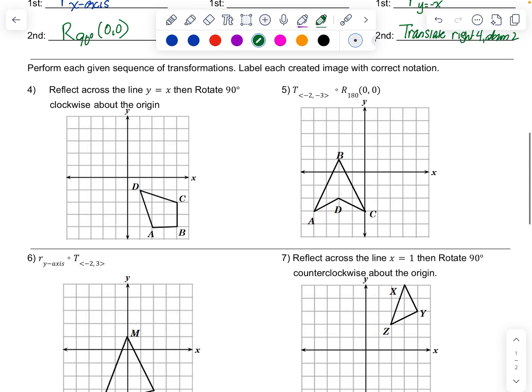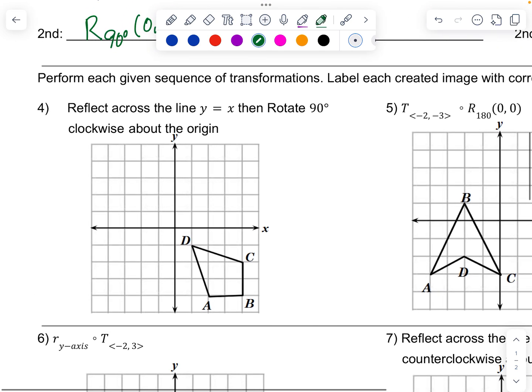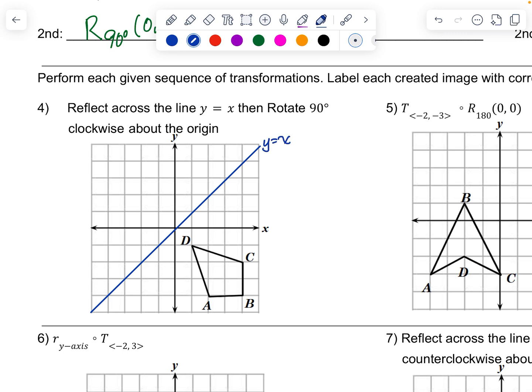All right, so now let's look at a couple of these. So let's look at problem number 4. It says reflect across the line y equals x, then rotate 90 degrees clockwise about the origin. So you can do this in 2 different steps. You don't need to do it all at one time. You can first do the reflection and then do the rotation. So there's my line. This is the line y equals x. So remember with this, I count up to the line of reflection, however many, and then I go that same amount over, making that opposite reciprocal slope.